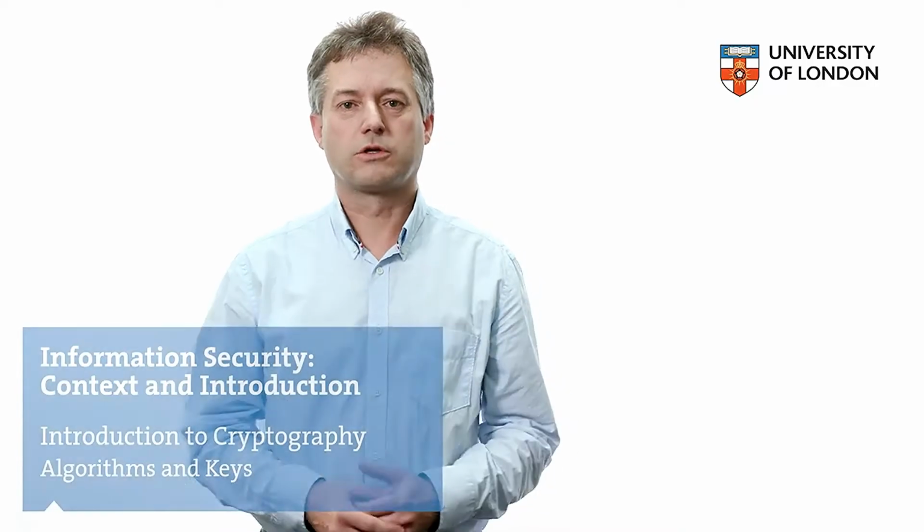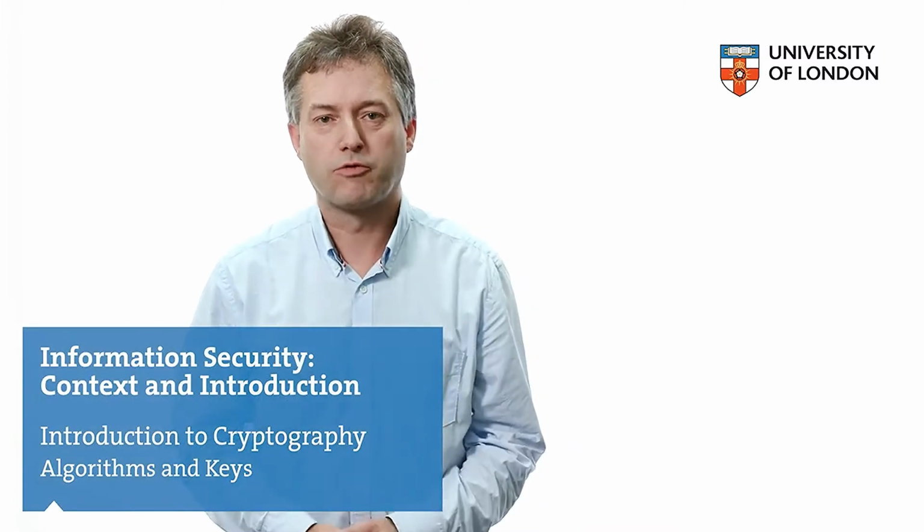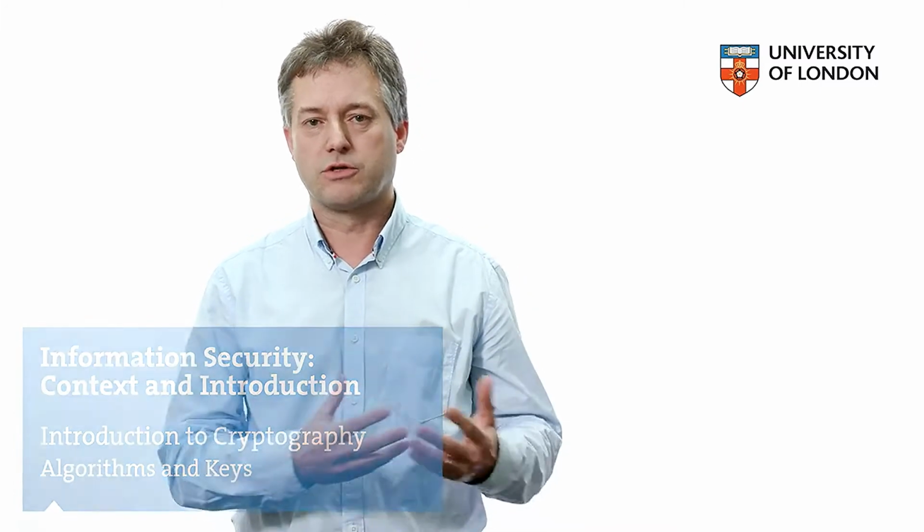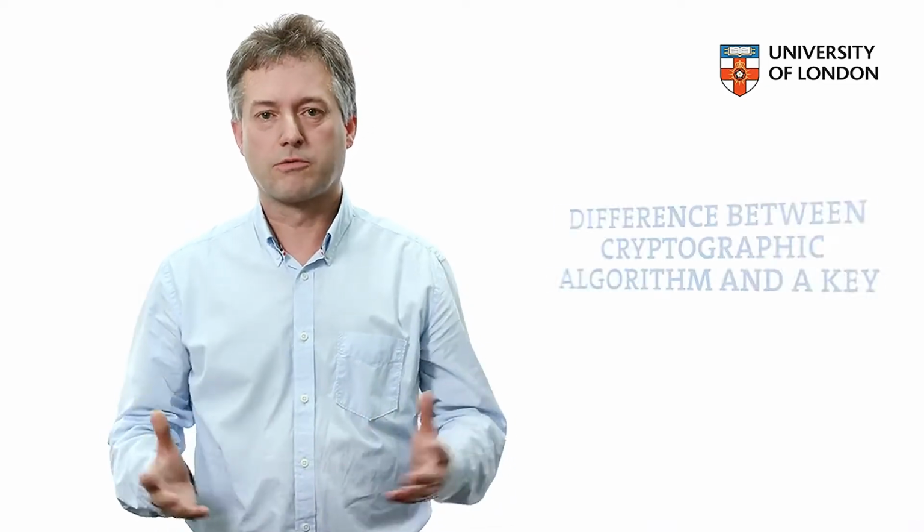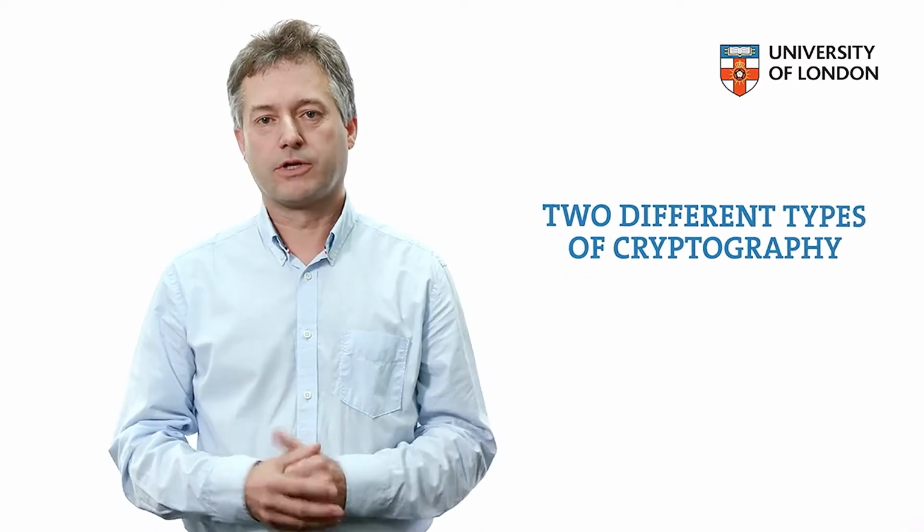So in lesson 2, we saw that cryptography is essentially a toolkit for providing different types of security services for digital information. So in this lesson, we're going to focus on one of these, confidentiality, and particularly the security mechanism encryption. And we're going to look at a critical difference between the notion of a cryptographic algorithm and a cryptographic key. So at the end of this lesson, you should be able to explain the difference between a cryptographic algorithm and a cryptographic key.